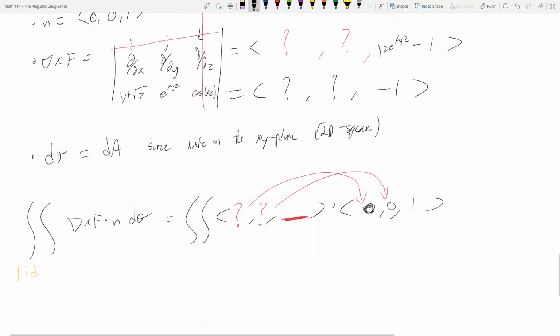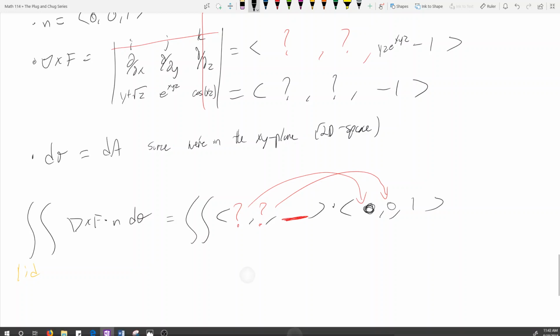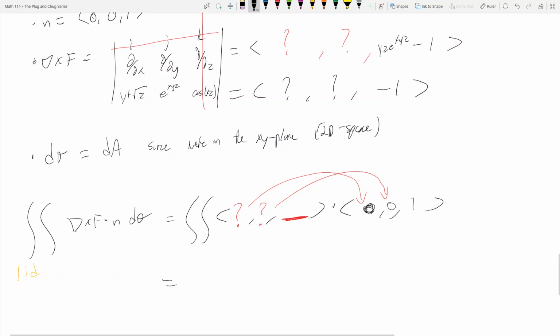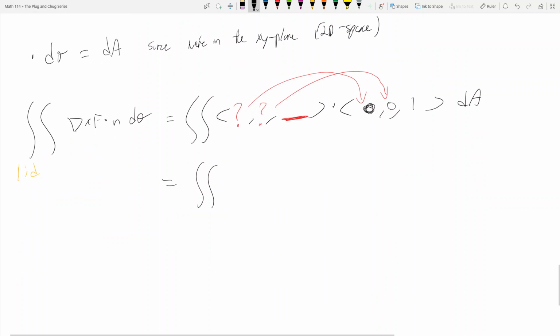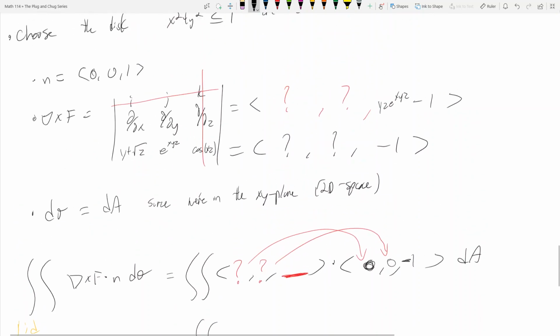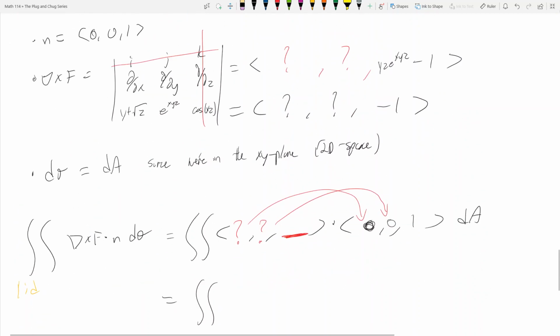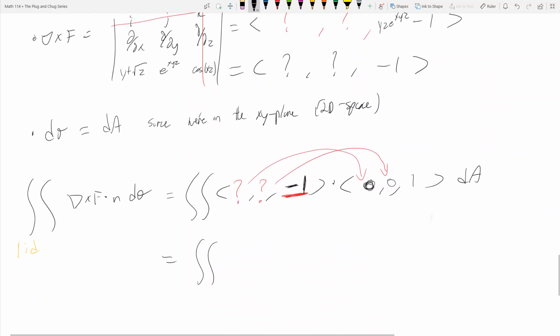So now what? Now this dot product: this is curl of F dot n d sigma. We have curl of F, we have n, and d sigma is really just dA. So now this dot product becomes, this is -1. Whoops, that's 1. This is -1. I need to fill in. So curl of F dot n, this becomes -1 dA.